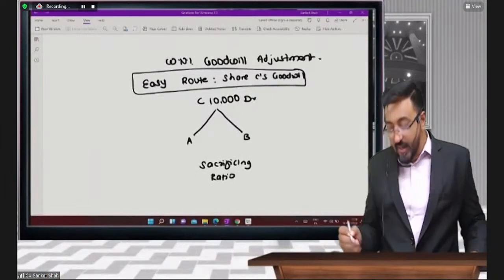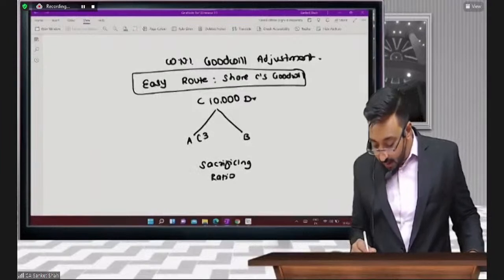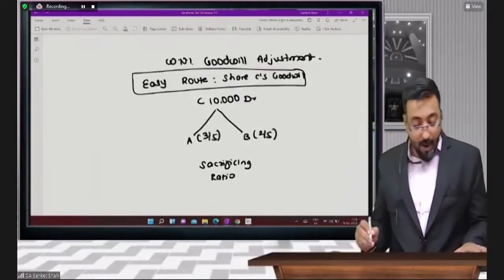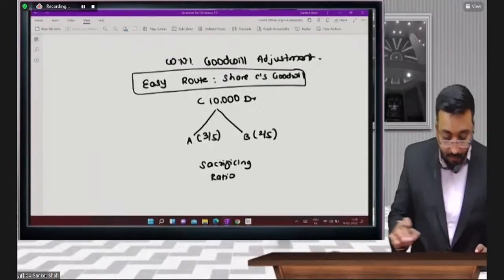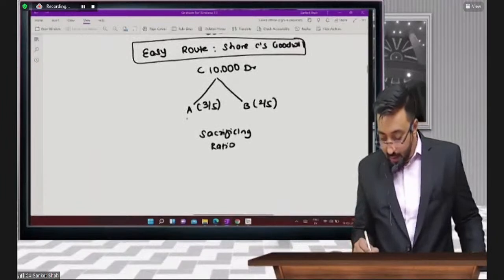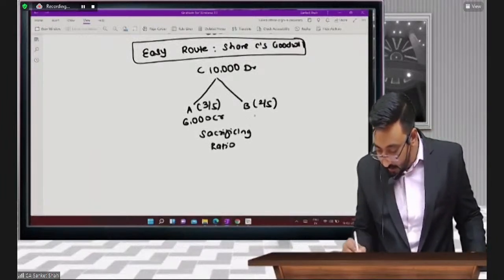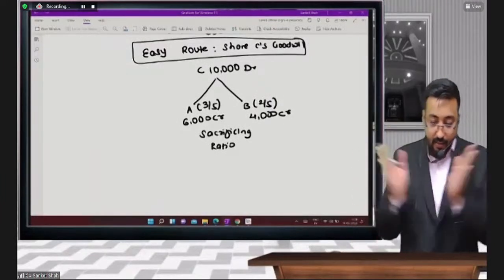ratio. Now this adjustment is in every problem, almost in every problem. So beta, what is sacrificing ratio? 3/5, 2/5, because old ratio is equal to sacrificing ratio. So beta, here it is 6,000 credit, 4,000 credit. Directly divide. Yes.